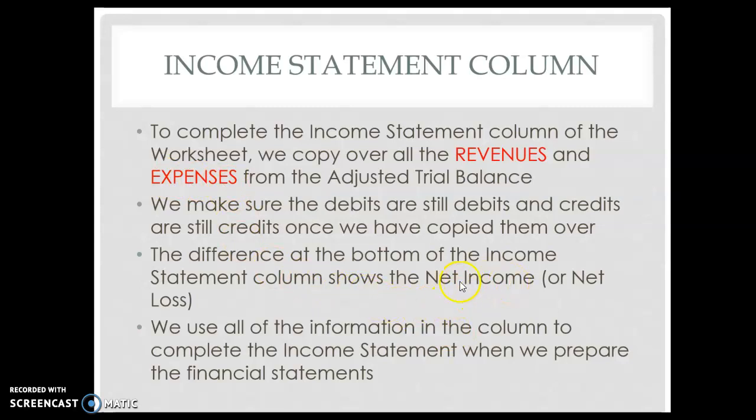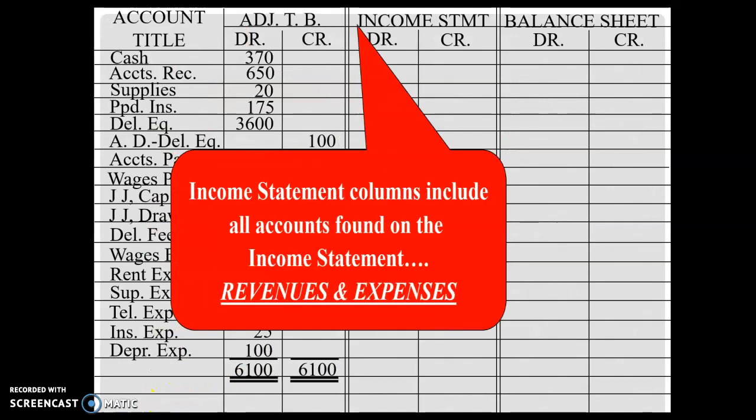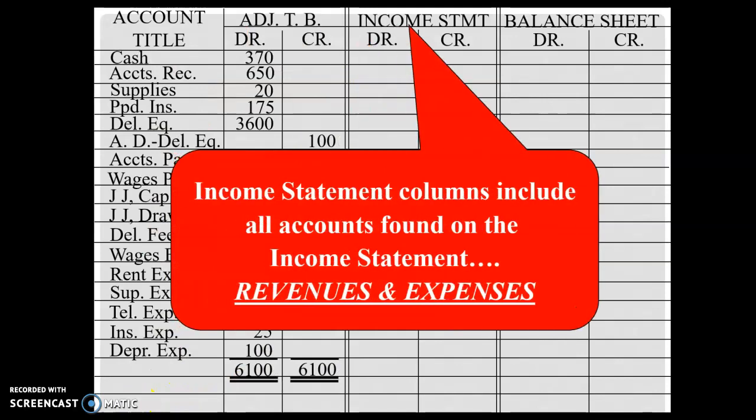If it's a positive number, it's net income. If it's a negative number, it's net loss. We're going to show that net income there and total it up and make sure it's all good. Then we're going to use these columns when we prepare the income statement as part of the financial statements, and everything we need is right there. So again, the income statement columns include revenues and expenses only.